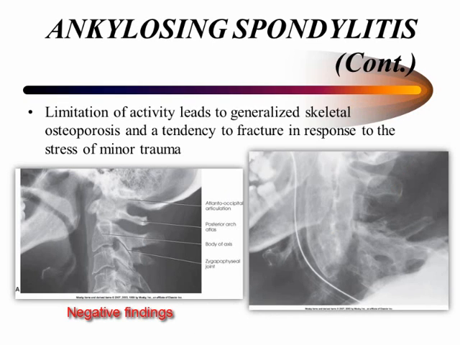Limitation of movement in patients with ankylosing spondylitis leads to generalized skeletal osteoporosis and a tendency to fracture in response to the stress of minor trauma. We can see an oblique fracture of the mid-cervical spine with anterior dislocation of the superior segment in a patient who fell while dancing and struck his head. The fracture extends to the lateral mass and the lamina.